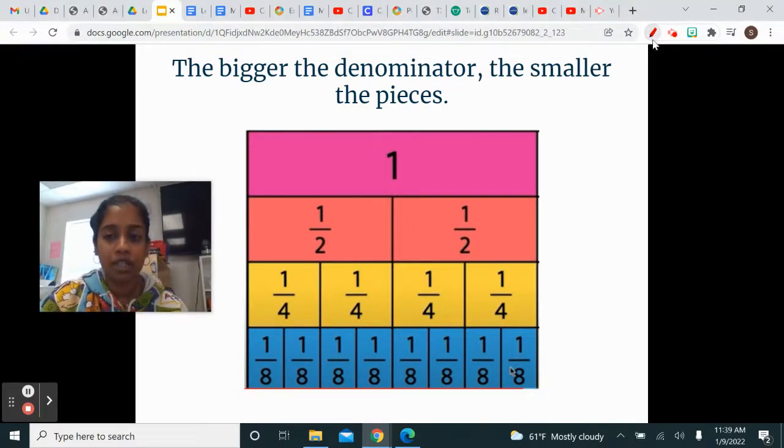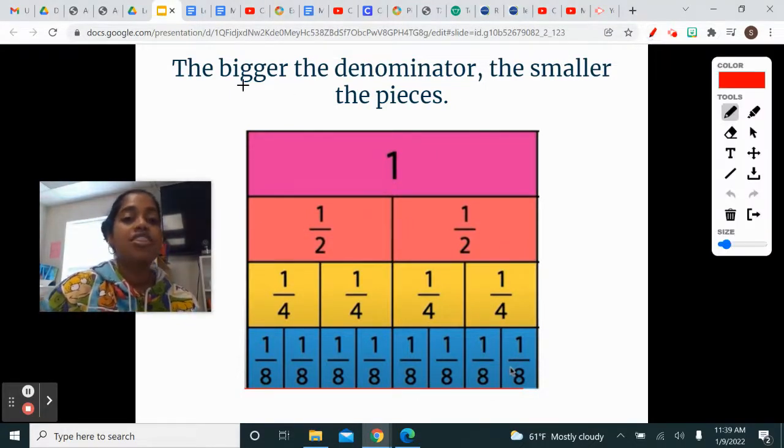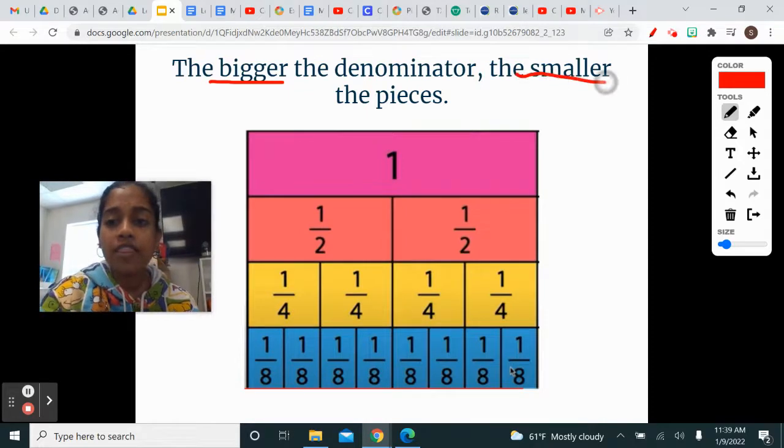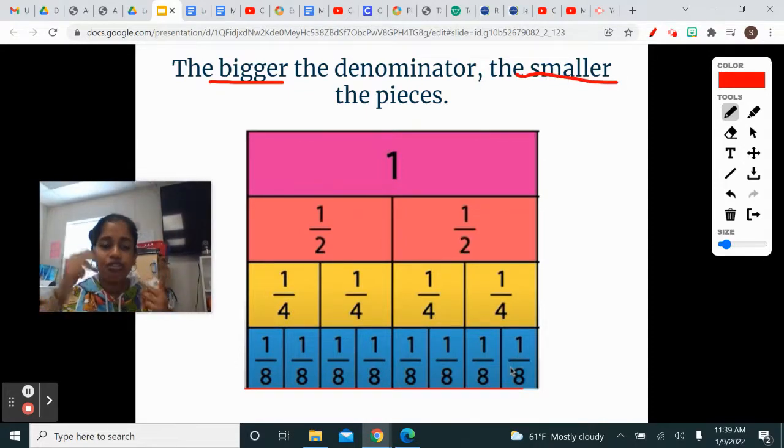One thing to remember is the bigger the denominator, our number on the bottom, the smaller the pieces. Now that can seem kind of confusing, but let's take a look at our chart right here. So right here I have 1 piece. That's our whole. The pink is our whole, right? And then I took the same size wholes and cut them up into 1/2 and 1/2. So look, 1/2 is smaller than 1 whole, right? So I'm seeing that getting smaller.